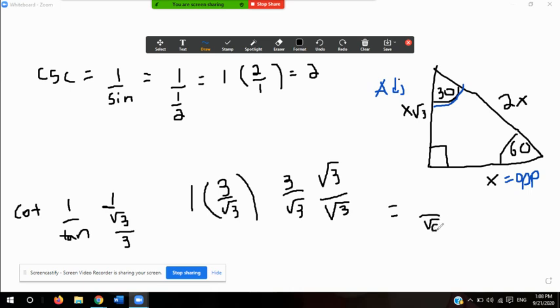And 3 times the square root of 3 is 3 times the square root of 3. The square root of 9 is 3, so I'm going to actually finish it down here. And 3 times the square root of 3 stays expressed. So the cotangent is actually 3 times the square root of 3 over 3.